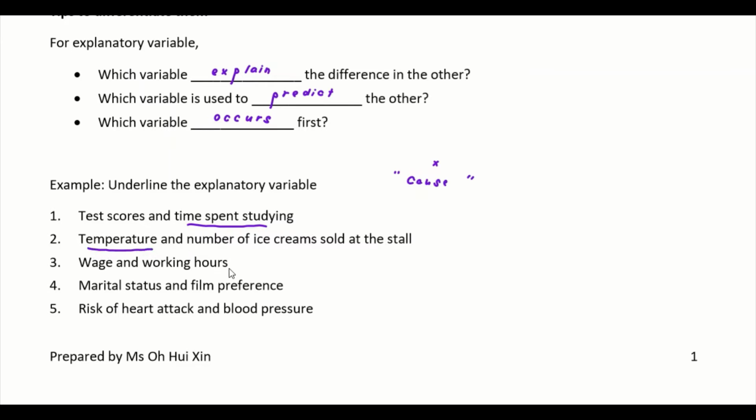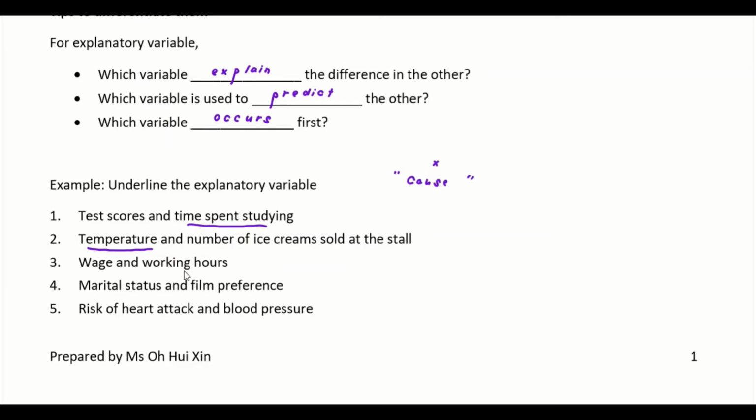Of course, if you want to argue, you can always say that when the number of ice creams sold is getting higher, then I can predict that today is very hot. You get what I mean? But it's actually because the first one happened first. It's because the temperature happened first that the number of ice cream sales became high, right? So that's the idea. I hope that you can see the sequence: which one comes first and which one comes second.